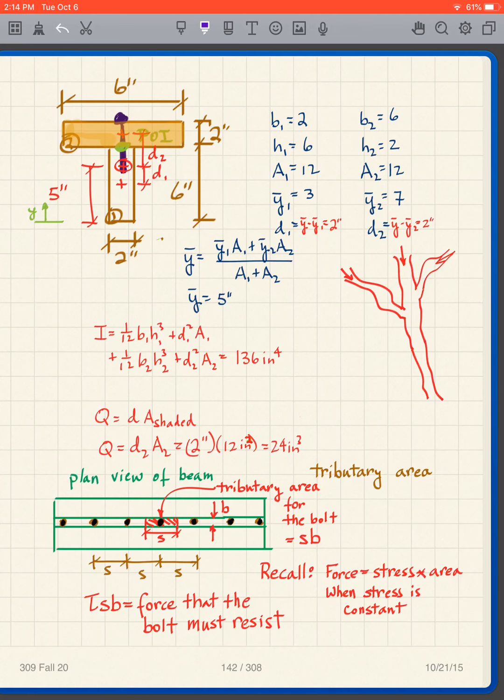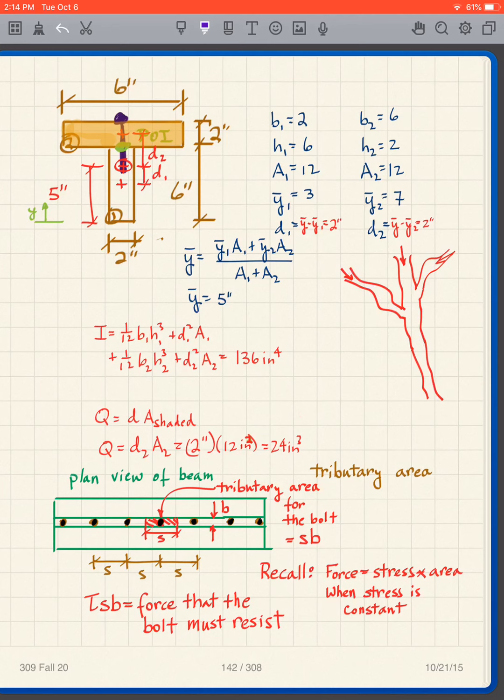Well, you know the word tributary possibly from a geography class you may have had, where you have a tributary to a river. Here's my main river, and these are tributaries. They come into the river. Tributary, the root word is contribute. What the small stream contributes to the big river. So they're called tributaries.